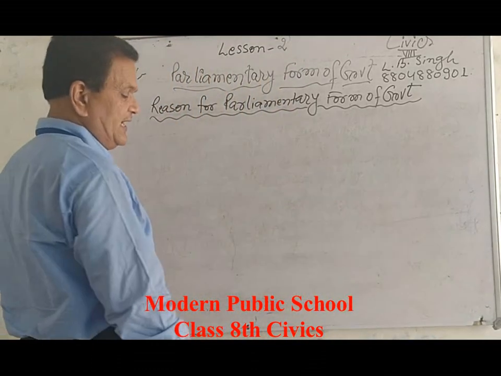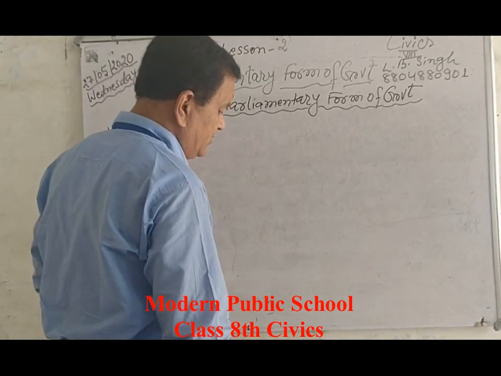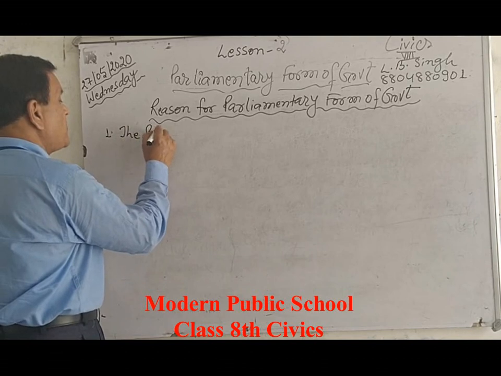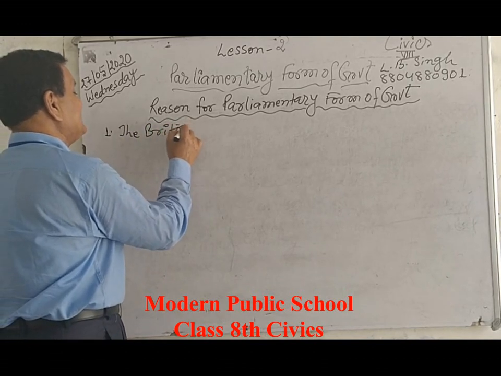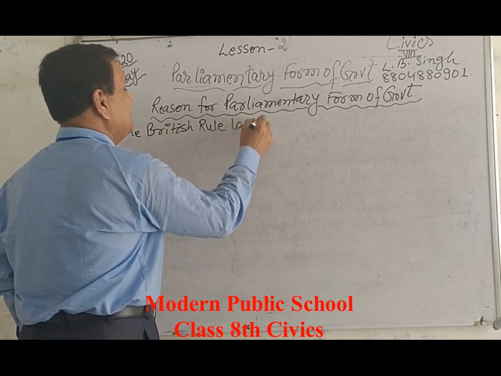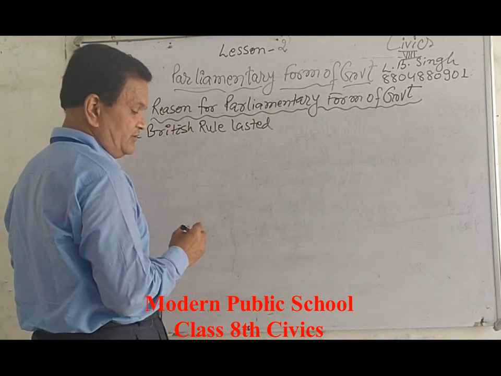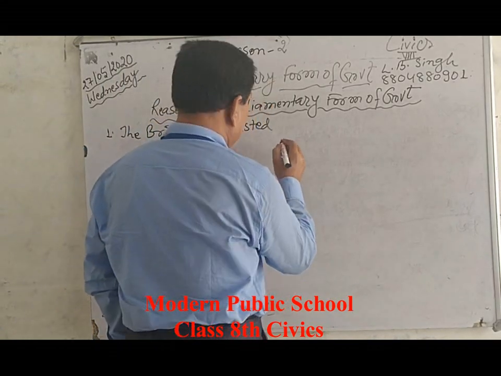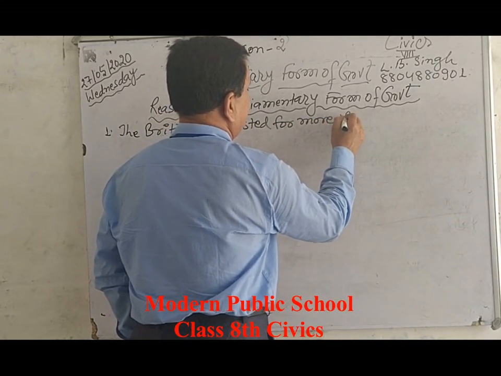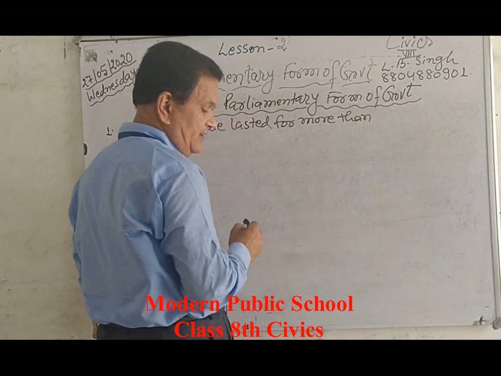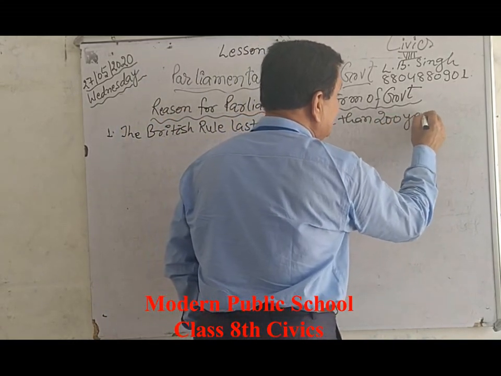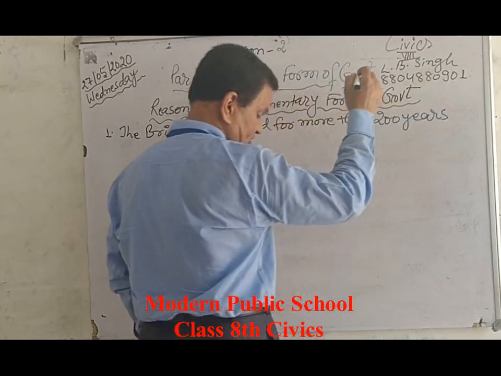The first one is that the British rule lasted for more than 200 years. I told you, 200 years.